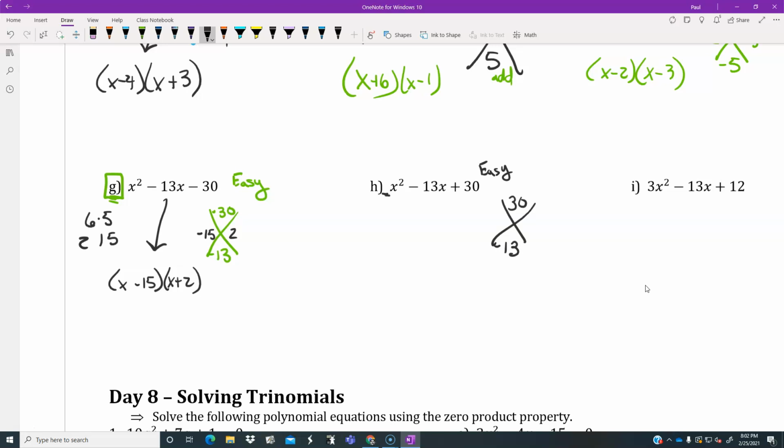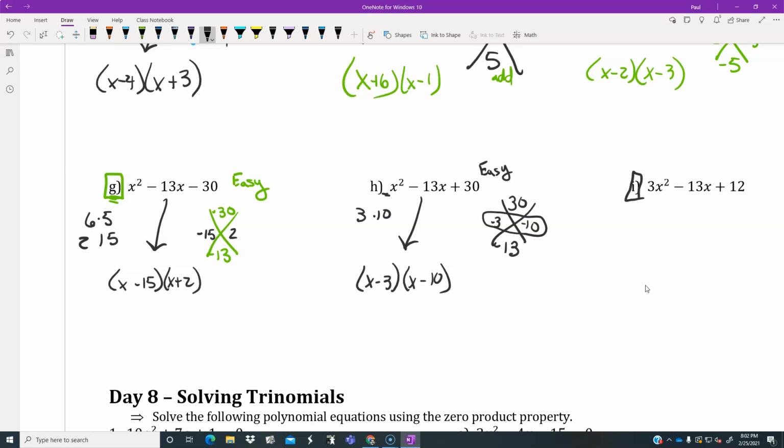This is negative 13. Multiplies to that, adds to this. Let's see here. 3 times 10? 3 times 10 is 30, but it's got to be a negative 13. So maybe it's a negative times a negative. And that is a combination that adds to negative 13. Here we go. Easy. x minus 3 and x minus 10. All right, now, everything we've done up till there has all been easy, because the number has been a 1 in the front.